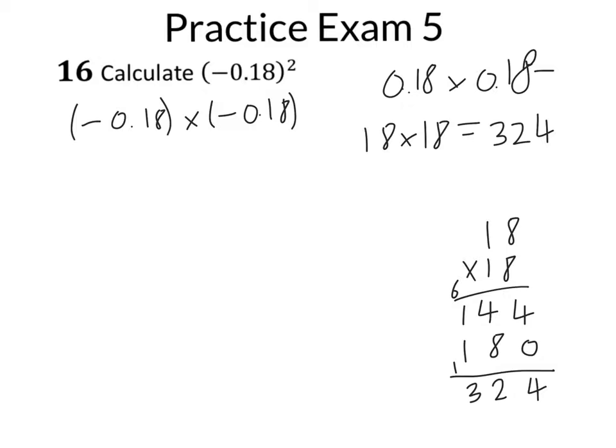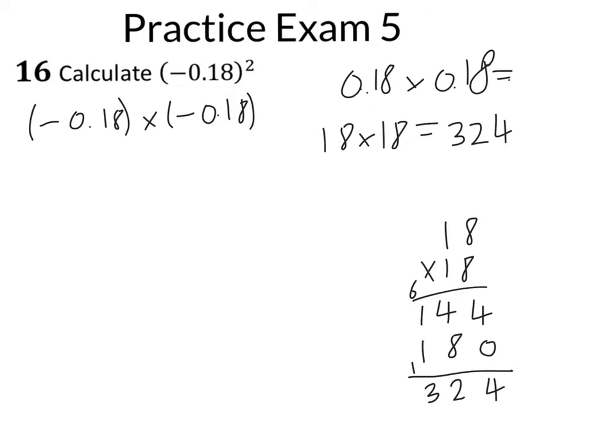We have 0.18 times 0.18. You can notice there are 2 numbers after the decimal point and then another 2, so 4 numbers after the decimal point. Our answer then will have 324 in it, but it needs to have 4 digits after the decimal point. So 0, 3, 2, 4.